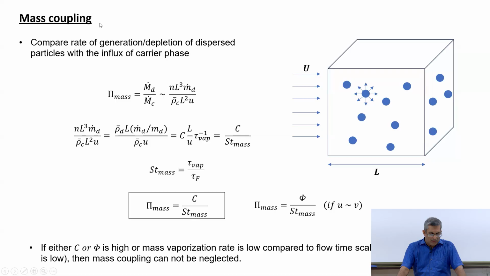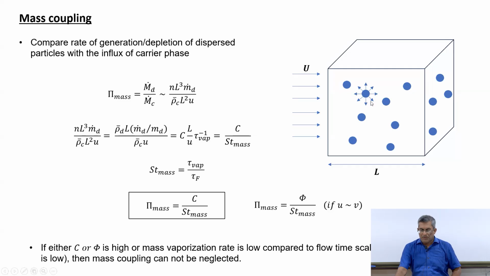In the previous class, I explained to you about phase coupling. In this context, we define the coupling parameters. First, we considered mass coupling. In this case, we consider a scenario where we have a control volume within your flow that carries some particles, and the particles are having some mass exchange with the surrounding.